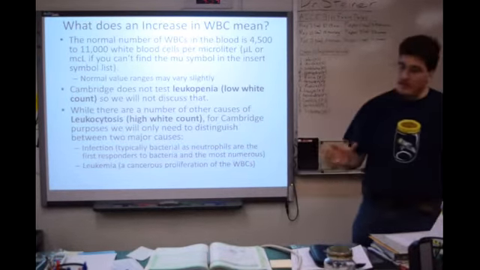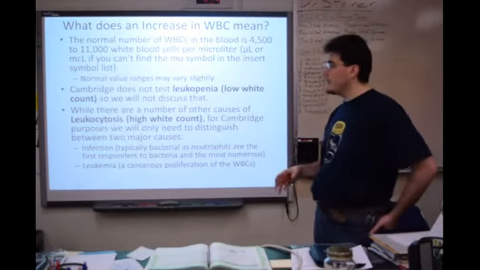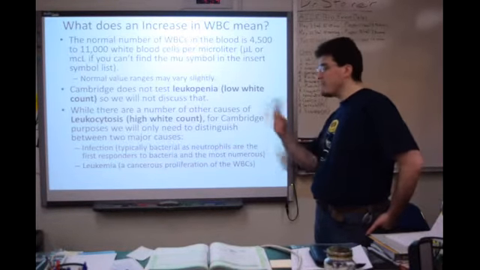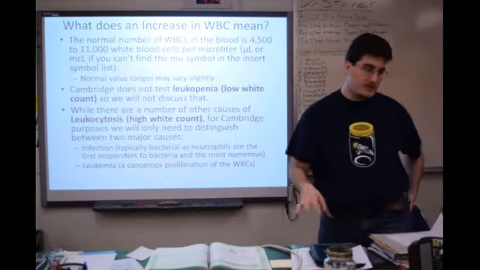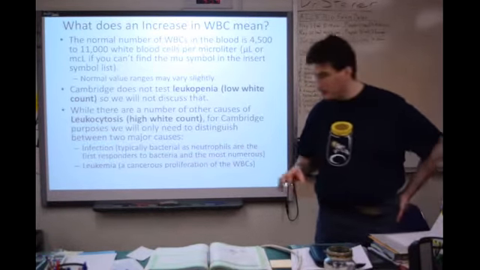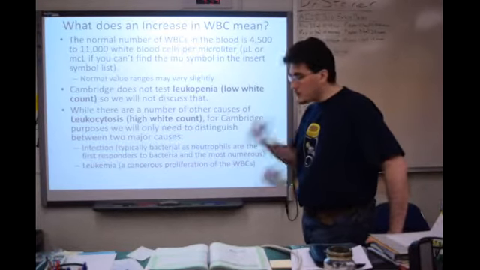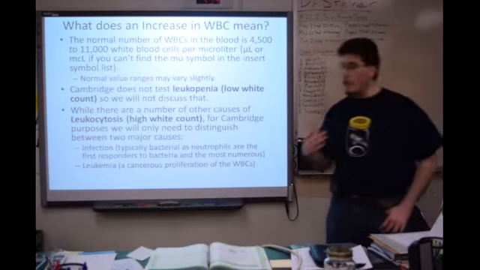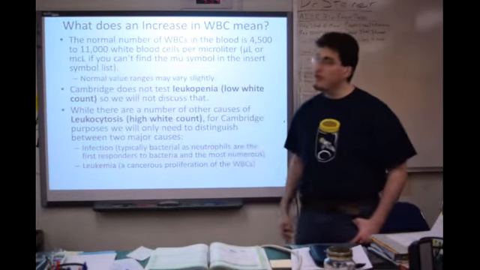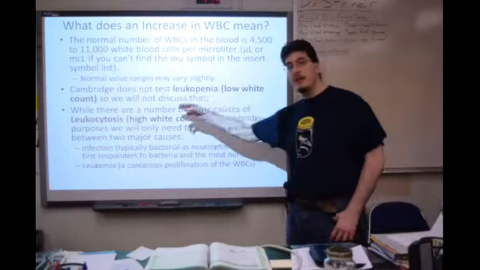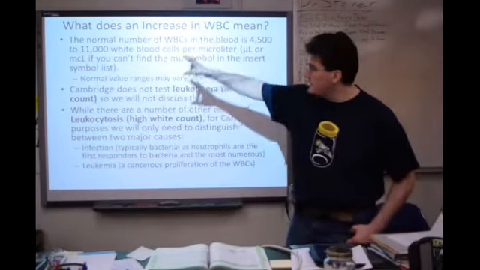A normal white cell count is 4,500 to 11,000 white cells per microliter. The normal ranges may vary slightly, but that's your rough estimate. And you should always be given the normal ranges in any good lab. But in terms of interpretation, Cambridge won't test leukopenia, but leukopenia is a low white cell count, below 4,500 per microliter, and leukocytosis is a high white cell count, higher than 11,000 per microliter.